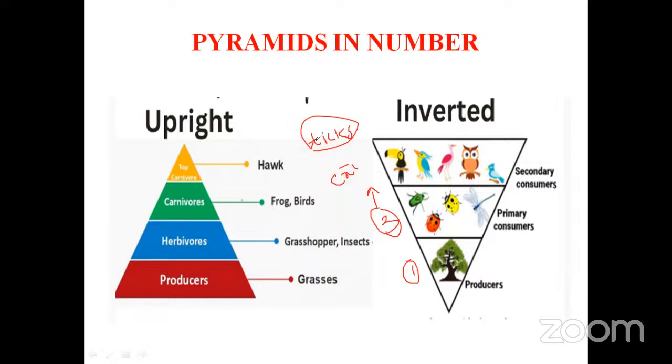Lice and ticks, they are called. Yes, they are the external parasites. Is there only one external parasite in each bird? No, there are several, not only one, two or three, but uncountable external parasites. That's why if you take one single plant in a forest, the pyramid is inverted.